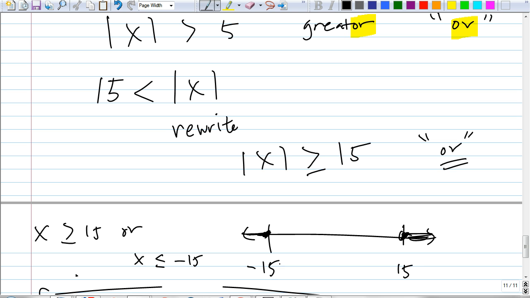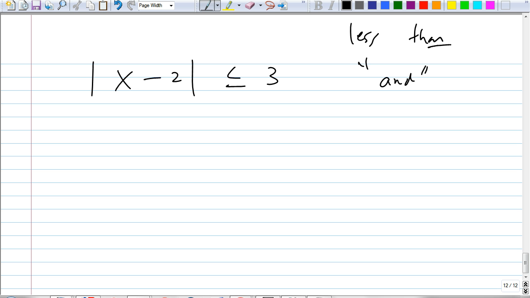So, hold on, we're not really done. Okay, watch. They're not going to give it to you like these simple ones. What if I give you this? X minus 2 less than or equal to 3. Is this a conjunction or disjunction? It's less than, so it is a conjunction, which means you use and, right? Less than, right? Does that make sense?